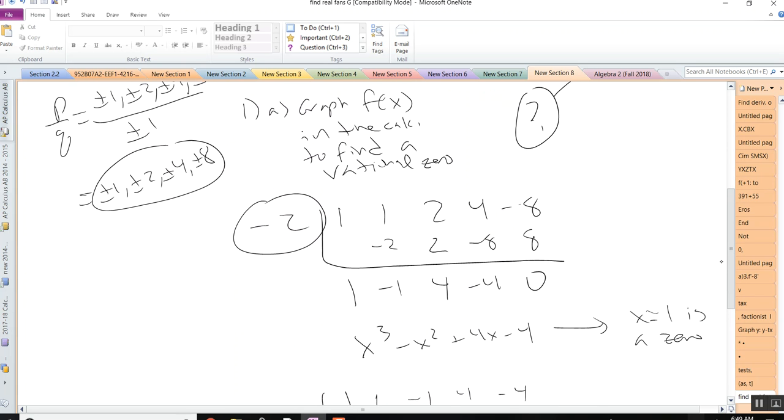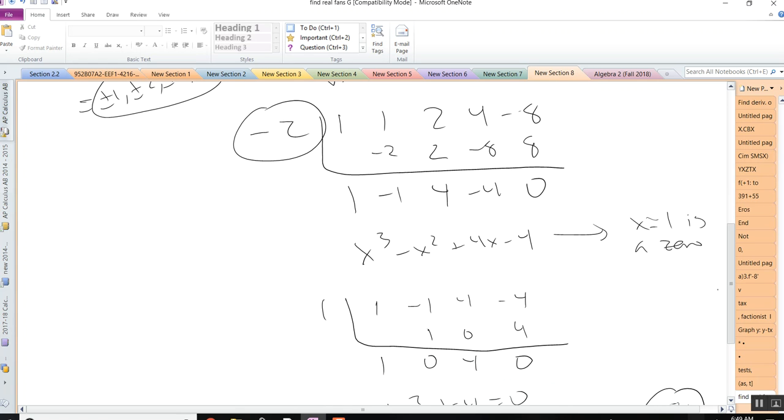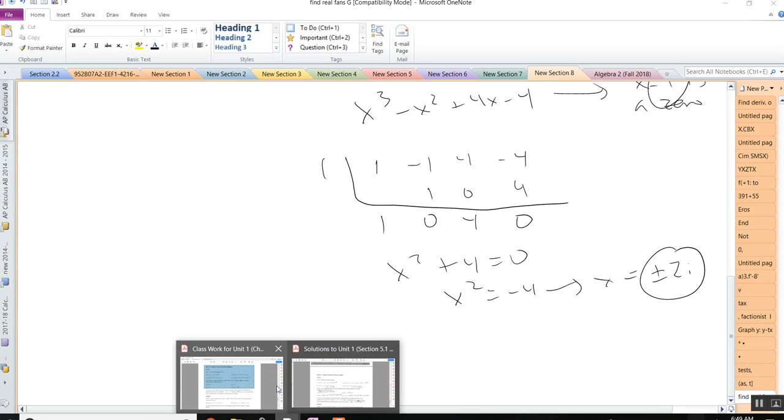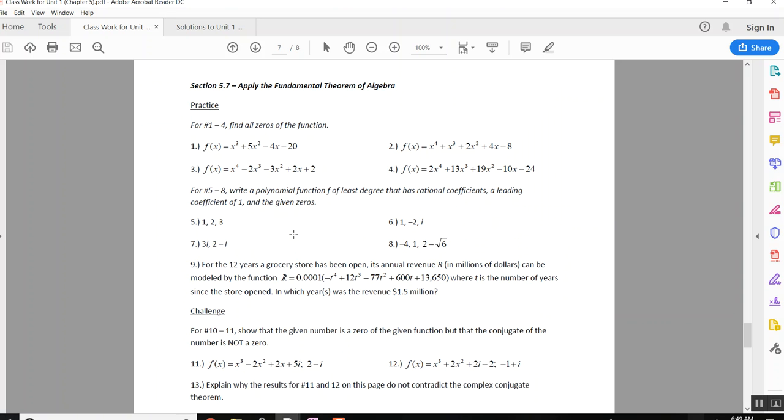We set -2 as a zero, we did synthetic division. Then I did it again, and remember I did x equals 1 because I also saw that as an x-intercept from the original graph. Once I had it broken down to a quadratic, you can use the quadratic formula if you like, or, if it's very simple, like x squared plus 4, just isolate the x squared on both sides. So you're going to do something similar for numbers 1, 3, and 4, just so you know.